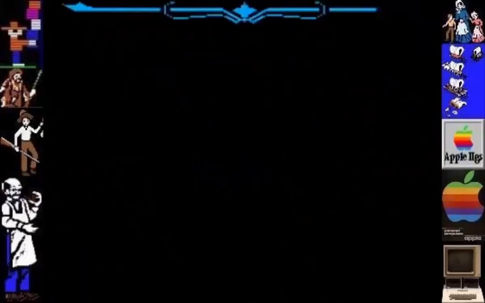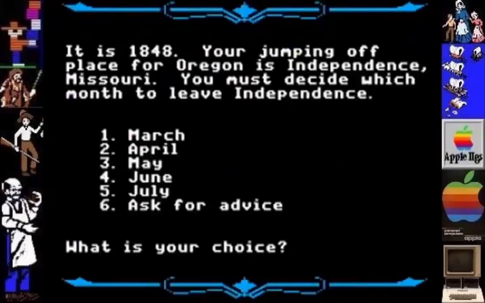Going back to 1848, and it looks like it too, doesn't it? Yes, this thing loads pretty fast.